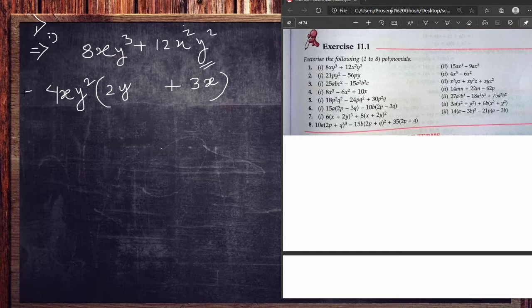So finally, congratulations, you got your factorized term. Very simple one. Just learn it simply. Don't be confused with that.